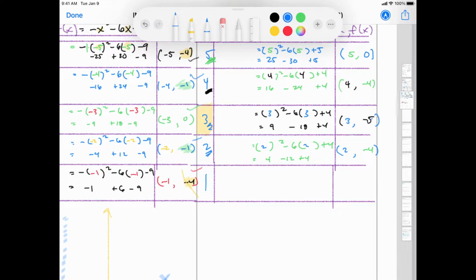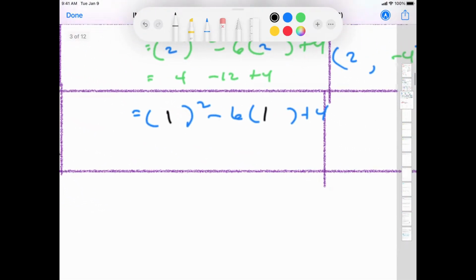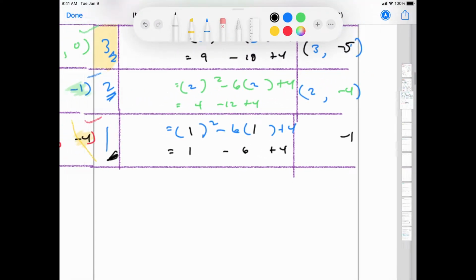And the last one, every x value we're going to replace with 1. So instead of saying x squared, we have 1 squared, which is 1 minus 6 plus 5. So -5 plus 5 is 0. 1 comma 0.